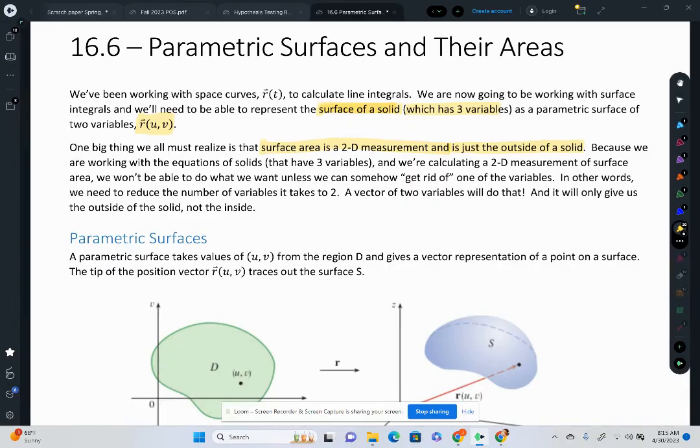Let's see. So what we're going to be doing with our parametrization is trying to fix one of the variables in some way, shape, or form. Every situation is unique. There is no one way that works for every single solid that we work with when we try to parametrize the surface of that solid. But in a sense, we're going to get rid of one of the variables.